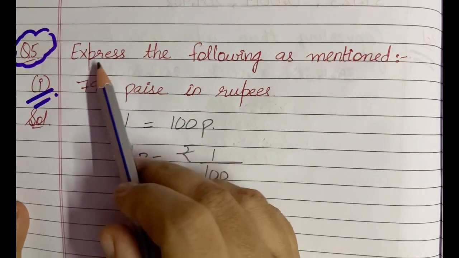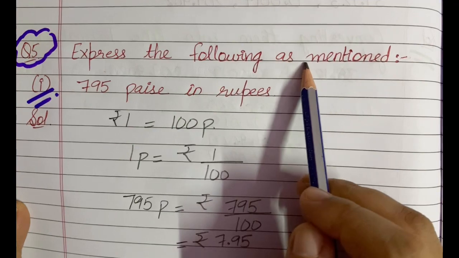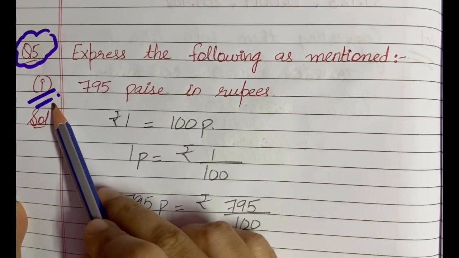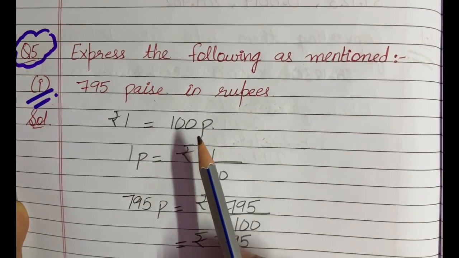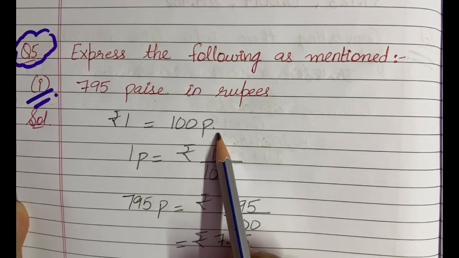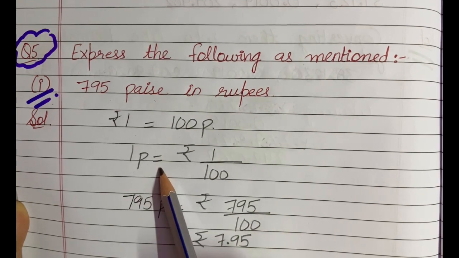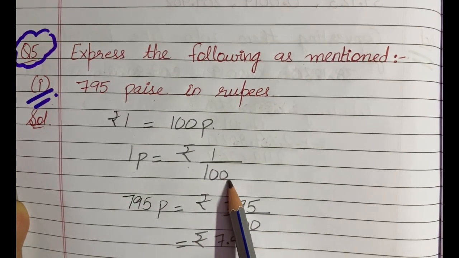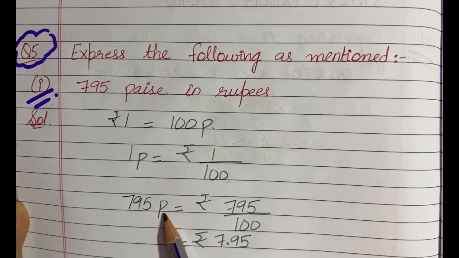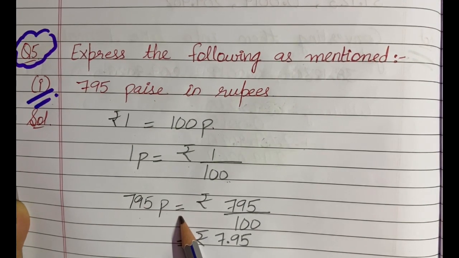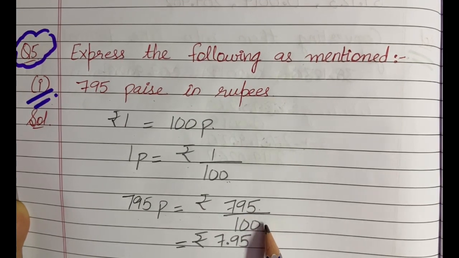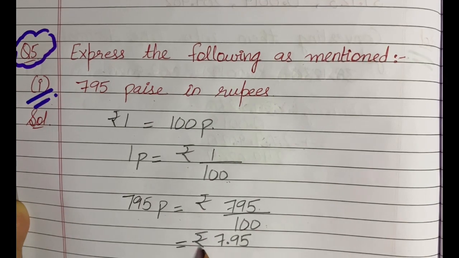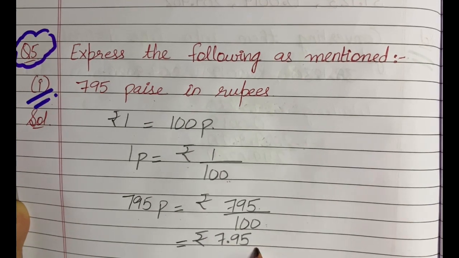Now students, the question says to express the following as mentioned, and the first part is 795 paise in rupees. You know that in 1 rupee there are 100 paise. So 1 paisa is equal to rupees 1 upon 100. Therefore 795 paise is equal to rupees 795 upon 100. Now on converting it into decimals, we will get rupees 7.95 as the answer. Hopefully it is clear to you.